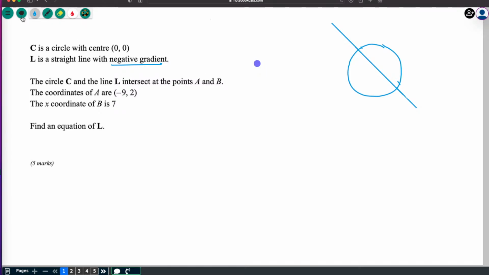Alright, the center of the circle is at 0, 0. That should tell you immediately something about the equation of the circle. This is something you do need to know for GCSEs. You need to know the general form of the equation of a circle. It looks like this, where A, B is the center of the circle. You might have seen that written as H, K or different letters, but the point is the same. These numbers in the brackets are the center.